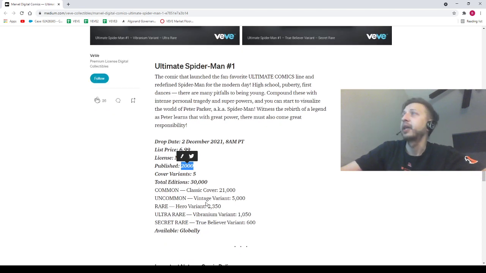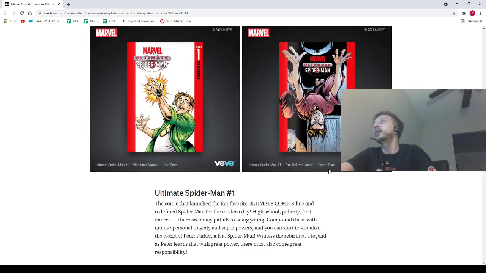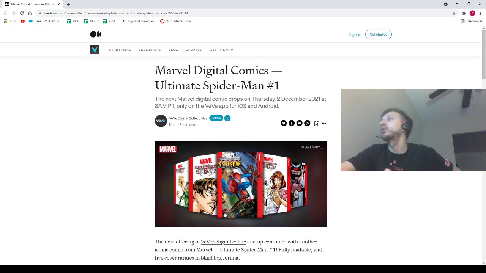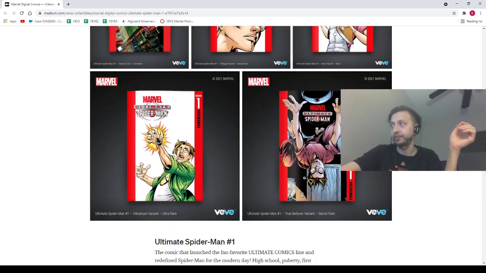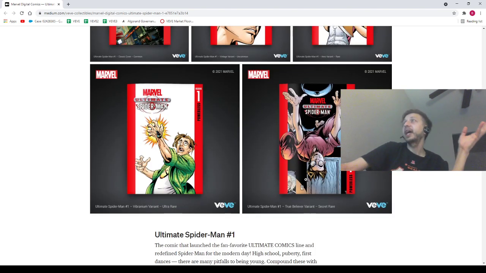So let's talk about the edition size. We've got 30,000 comics. This is the normal comic drop size: 21,000 commons, 600 secret rares. You guys know about what they will sell for based on previous drops. Based on how iconic other comics are in comparison to this one, you guys should be able to get a pretty good gauge. And that is that, guys.